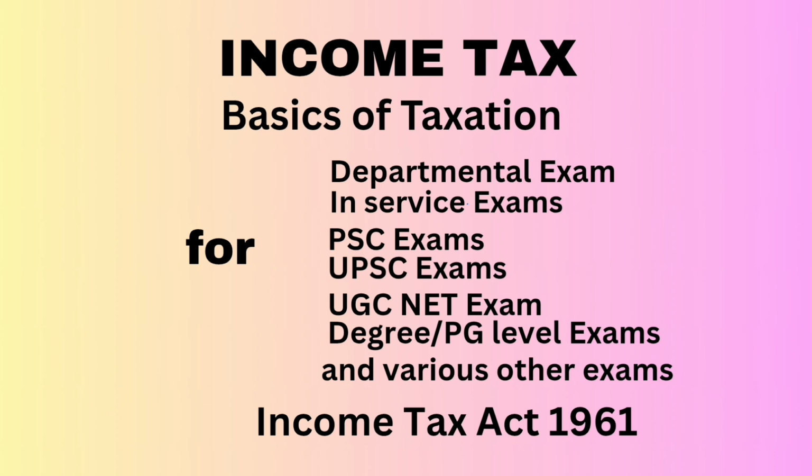5. Factors determining the levy of income tax. Gamut of taxation. 1. The person shall be an assessee. 2. Residential status of the assessee. 3. The place of accrual or receipt of income. 4. The time of accrual or receipt of such income, that is previous year.